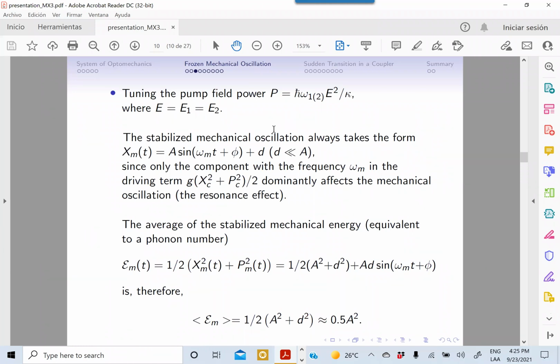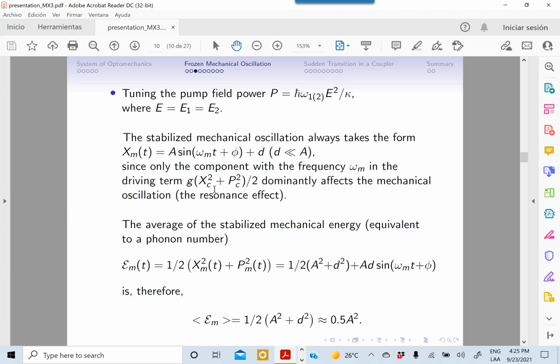We get a general form of the mechanical motion. For any kind of optomechanical system, its average mechanical motion, without considering noise effect, always takes this form: xm equals A sine(omega t plus phi) plus D. A is the oscillation amplitude of the movable mirror. D is a small deviation from its equilibrium position. Usually, D is much smaller than A, in all situations.